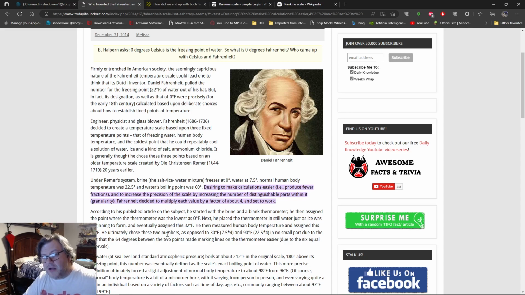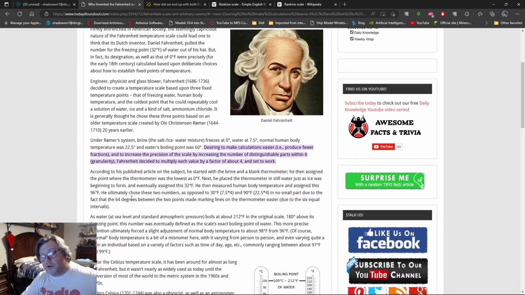He ultimately chose these two numbers as opposed to 30 degrees Fahrenheit, or 7.5 if degrees or 4, and 90 degrees Fahrenheit, 22.5, 4, in no small part due to the fact that the 64 degrees between the 2 points made marking lines on the thermometer easier due to the 6 equal intervals. Alright.